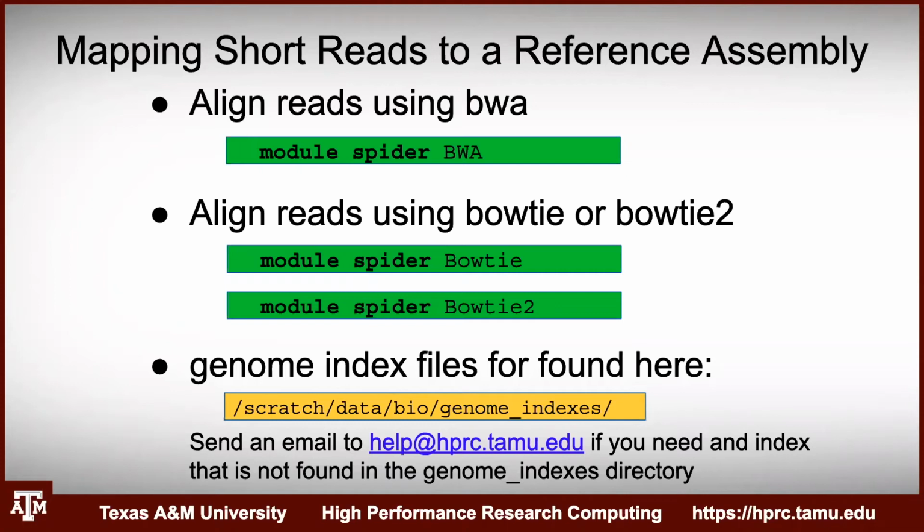For these aligners, they always need genome index files. That process essentially builds a library of sequence information from the genome that helps it align reads quickly to where they actually originate from within the genome. And this process can take several hours to build an index. So there are some available. Let's go look.